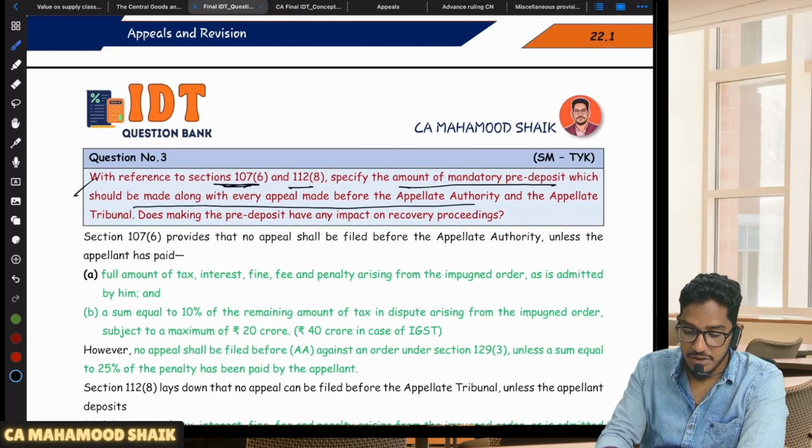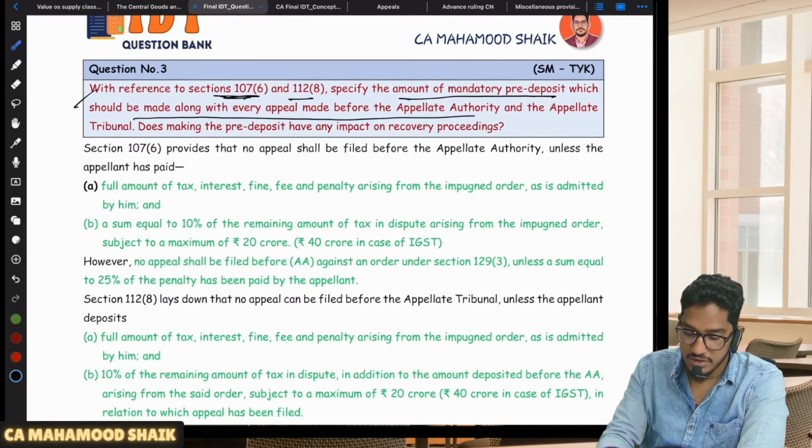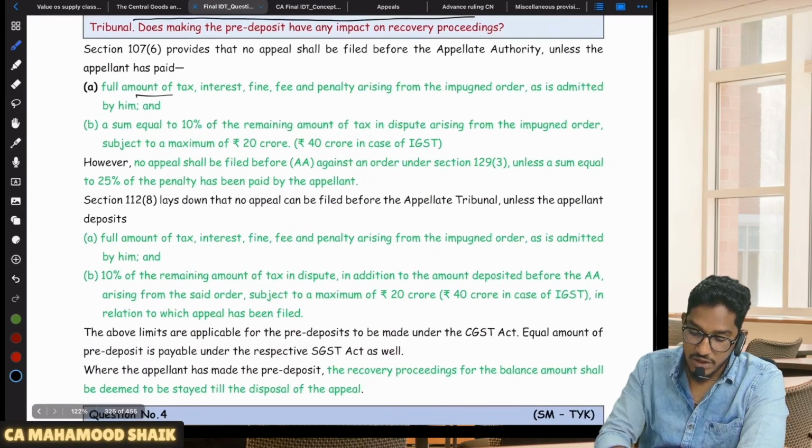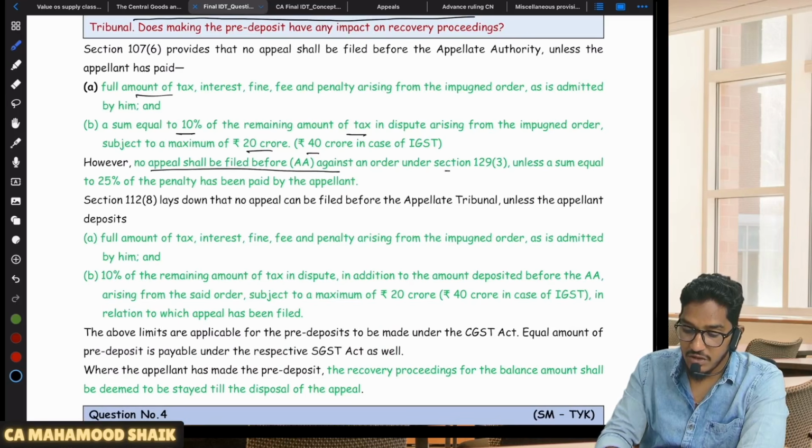every appeal made before the appellate authority and appellate tribunal. So this we have already seen, no? How much you are required to pay? In case of going for appellate authority, same. Full amount of admitted tax and amount equal to 10% of remaining amount of tax, subject to a maximum of 20 or 40. However, no appeal shall be filed against an order under 129(3).